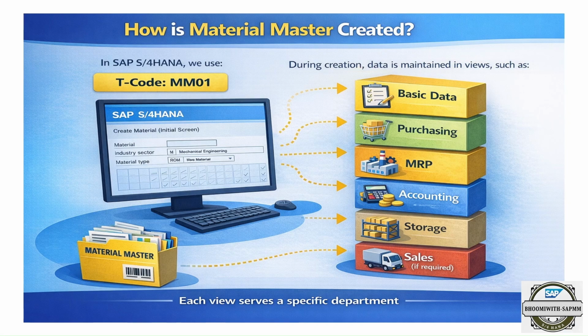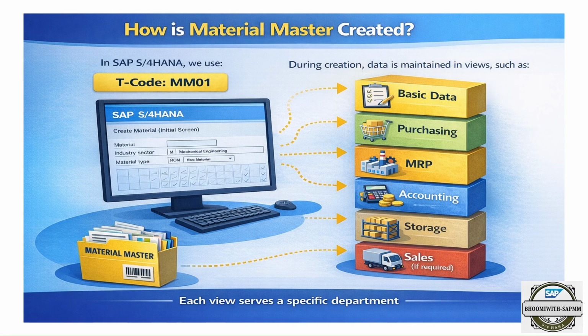Now, how is the material master created? In SAP S/4HANA, the material master is created using transaction code MM01. During the creation process, material data is maintained in different views based on the business requirements. The basic data view controls general information used across all departments.